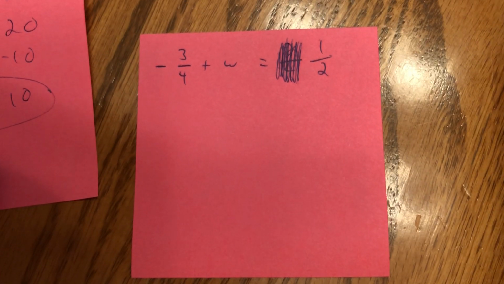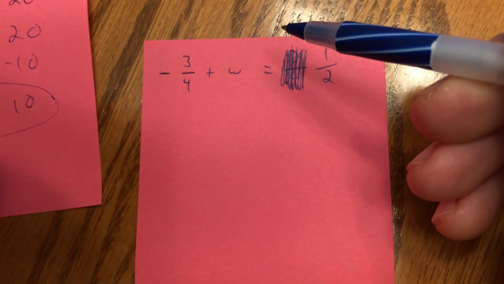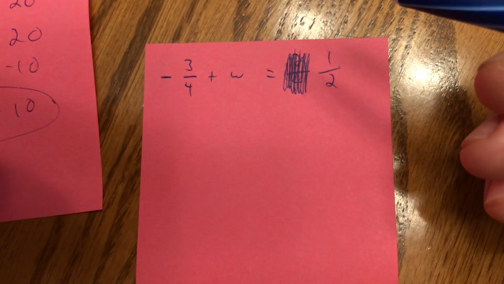Keep in fractions, okay? So I got to get W by itself. I got negative 3.4, tying it down.